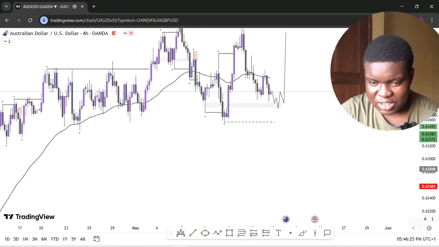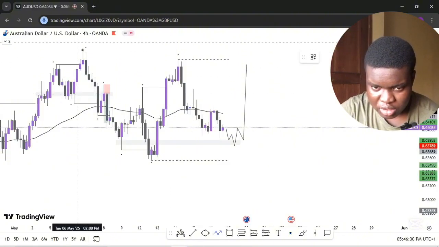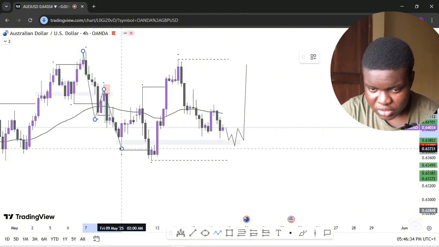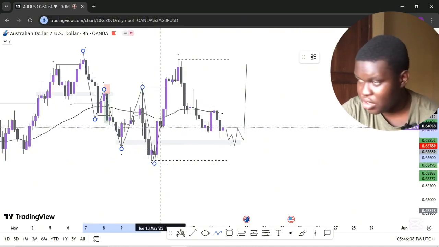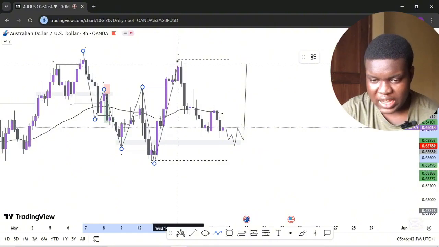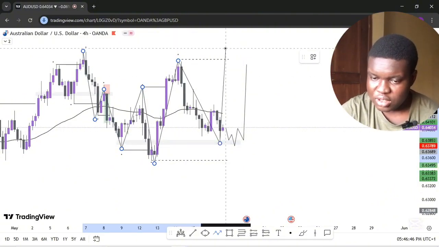AUD USD is the same thing. We're trending down. Let me mark out the structure. This was a lower low. This was a lower high. This was a lower low. This was a lower high. And this was a lower low. The expectation is for a lower high to give us the next lower low. But that will not always happen. So what we then had there is this higher high. After a higher high, the expectation is for what? A higher low to give us the next higher high.